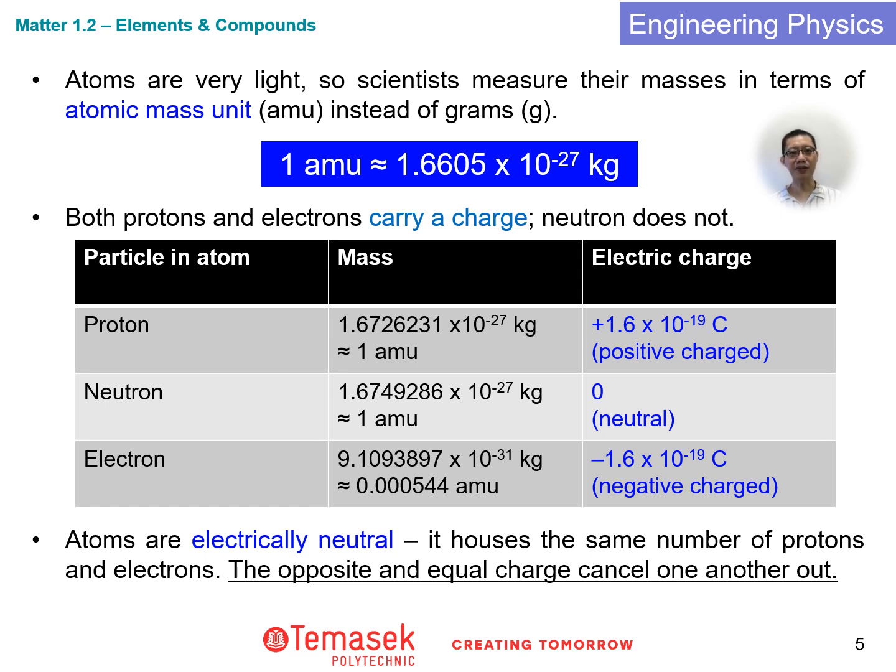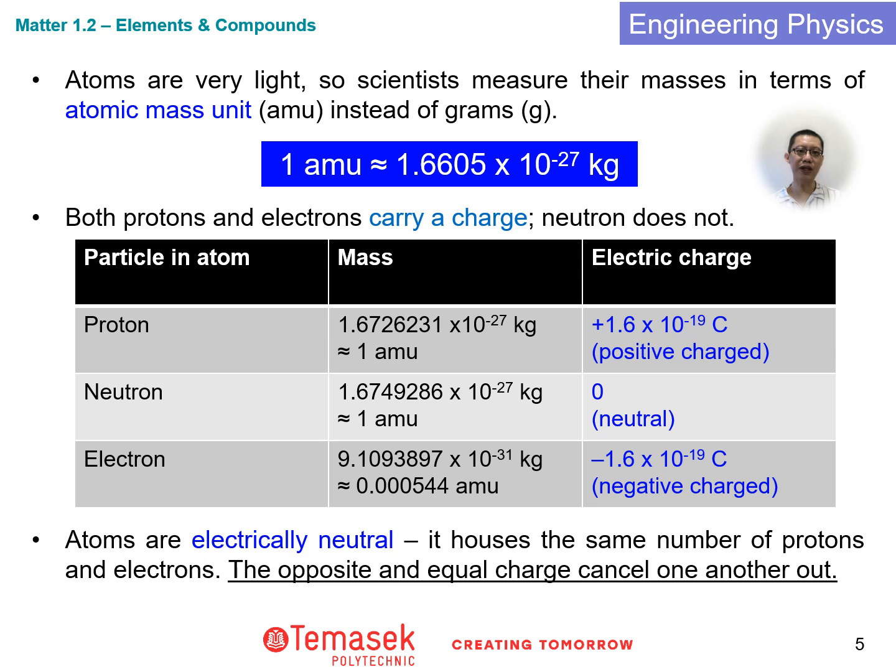In terms of subatomic particles, we have protons, neutrons, and electrons. Both protons and electrons carry a charge, while neutrons do not. Protons have a positive charge of positive 1.6 times 10 to the minus 19 coulombs, while electrons have an equal but opposite negative charge of 1.6 times 10 to the minus 19 coulombs. Neutrons are neutral with no charge.